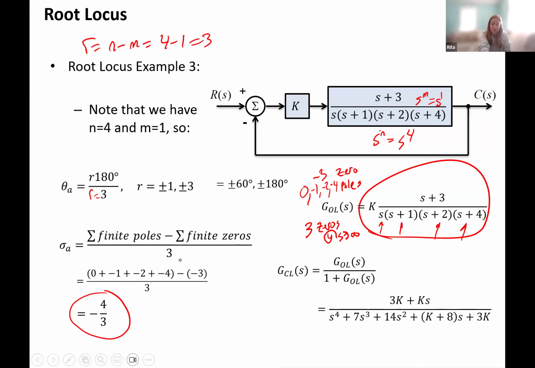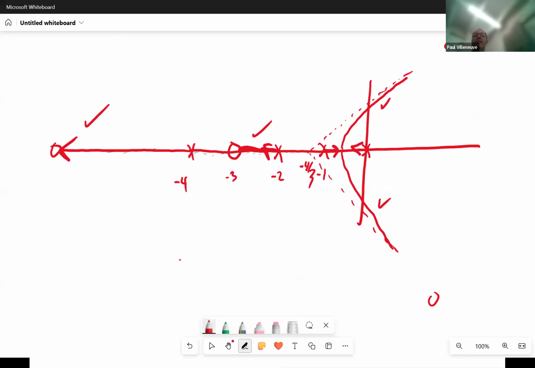I got a quick question. Yes. Is there ever a case where two poles go to the same 0? Excellent question. So the question was, is there ever a case when you have two root loci that terminate at the same 0? And the answer is sort of, right?